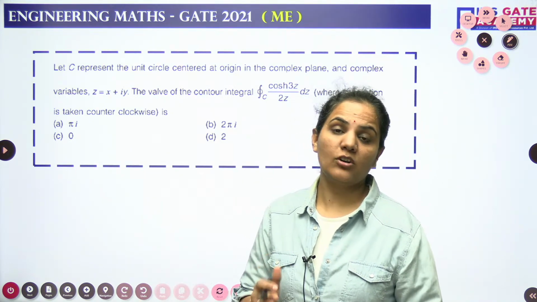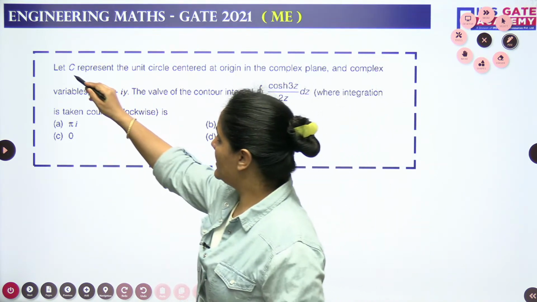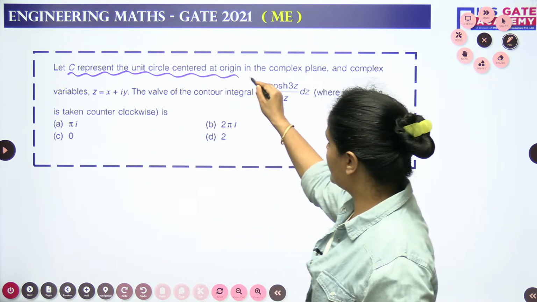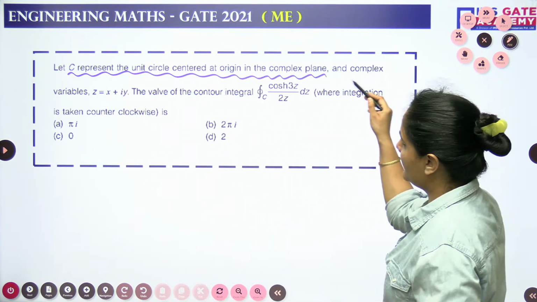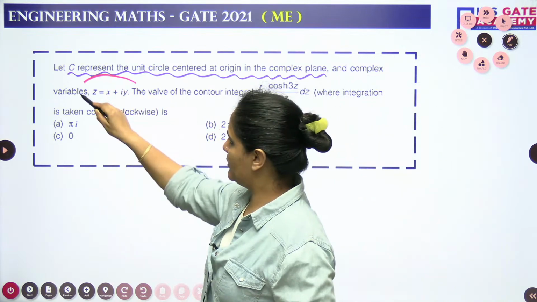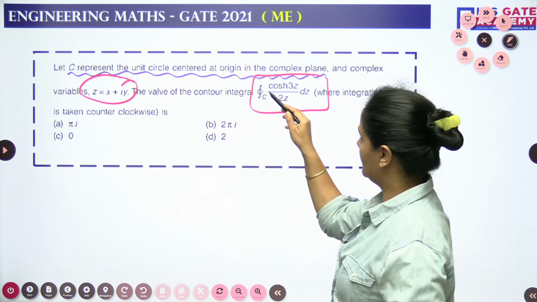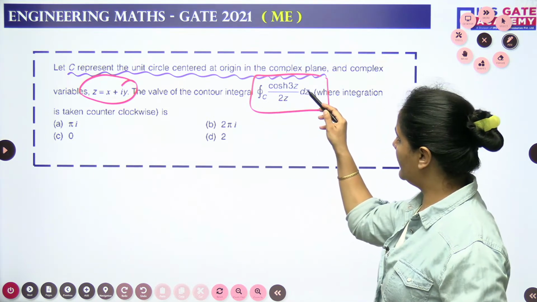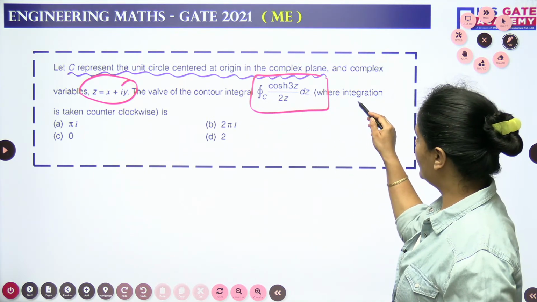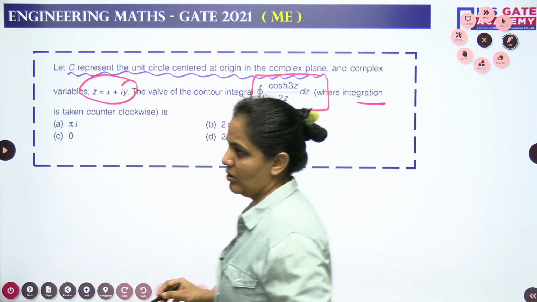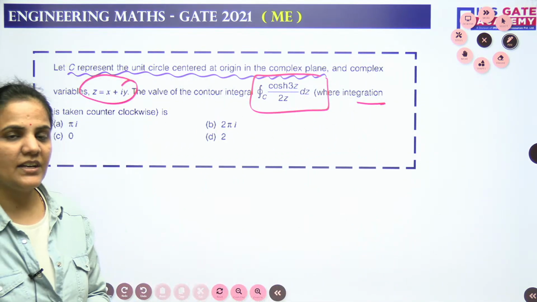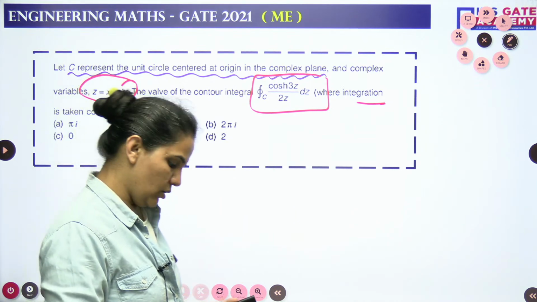This question is from complex variables. The question is: let C represent the unit circle centered at the origin in the complex plane, and the complex variable z equals x plus iota y. The value of the contour integral, closed integration over C of cos hyperbolic 3z by 2z dz, where the integration is taken counterclockwise. As mentioned, we need to take the integration counterclockwise.